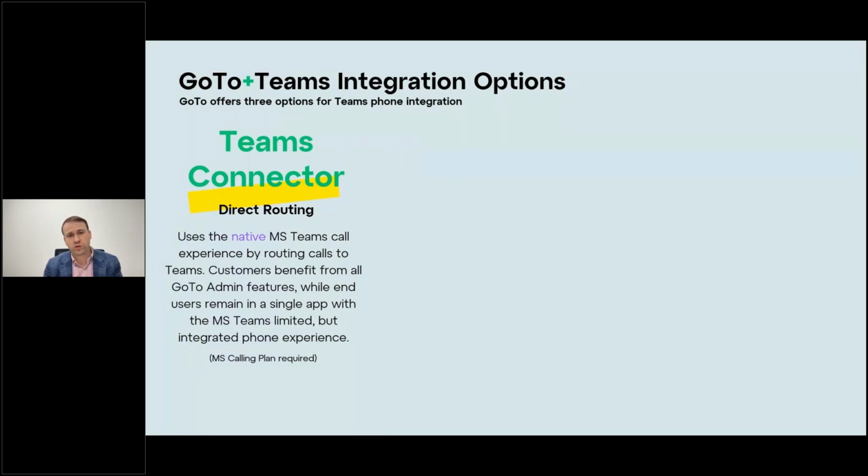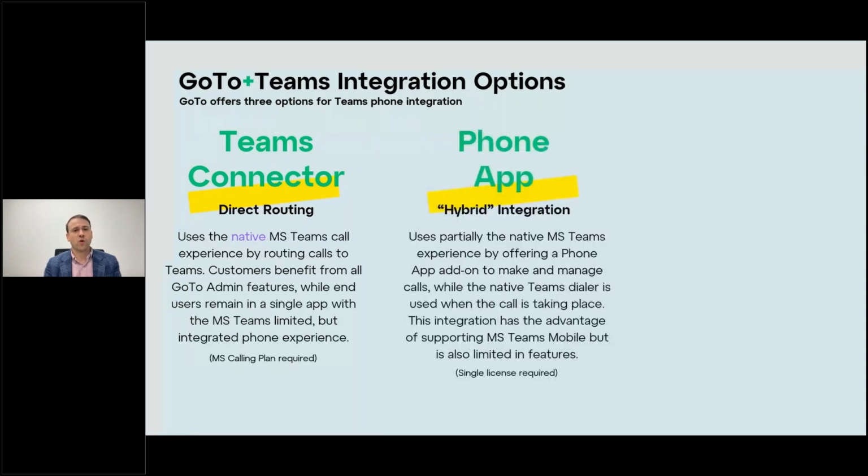Our second integration option is what we call the phone app. The phone app is somewhat of a hybrid integration where you need to use the phone app sub-application within Microsoft Teams, but all the calls made from that phone app will be using the native Teams dialer via a two-step click process, a bit like a click-to-call offering. And this is great because it only requires a single calling plan license to get started. But again, it's not fully native in the same way as direct routing is.